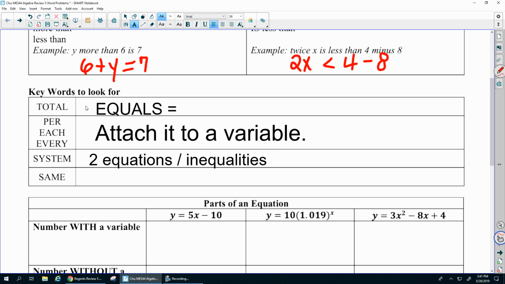And same is equals, when the two things are equal. It's almost like total, okay? But it's a different use of the word equal.